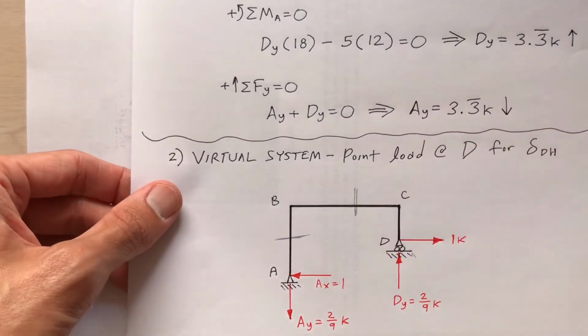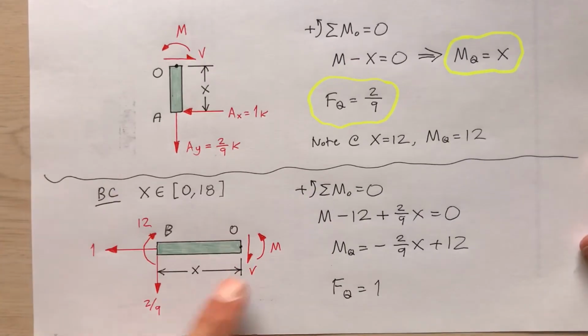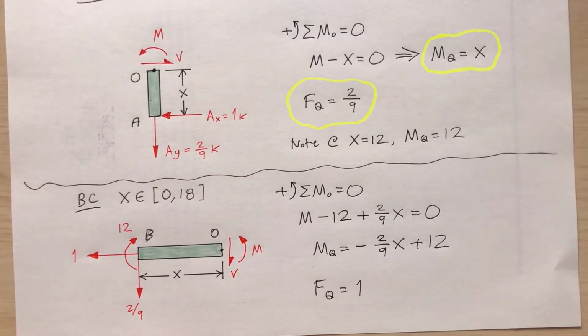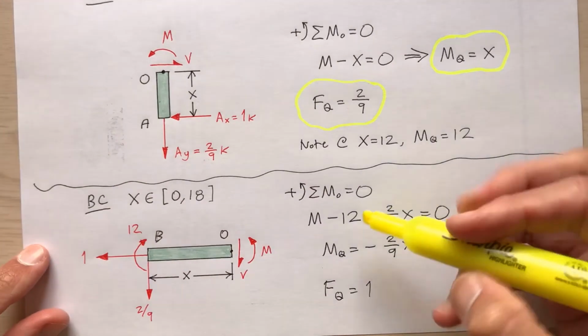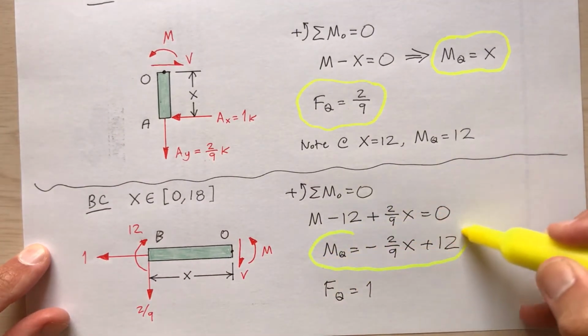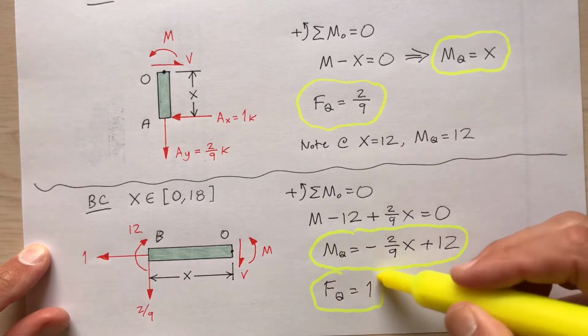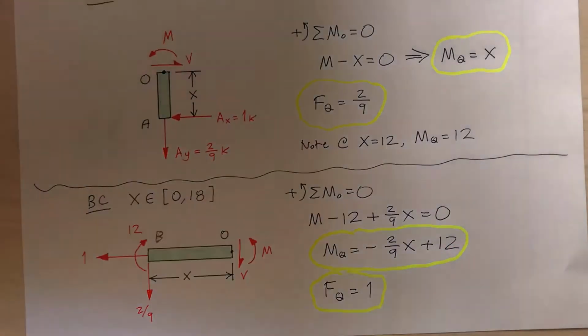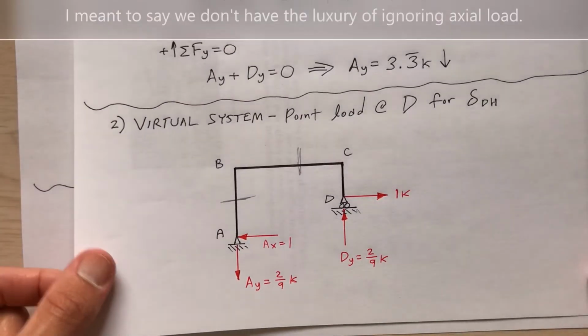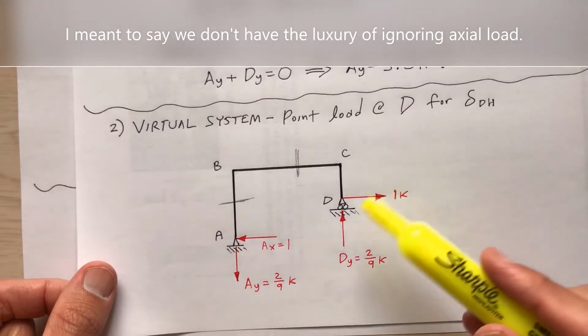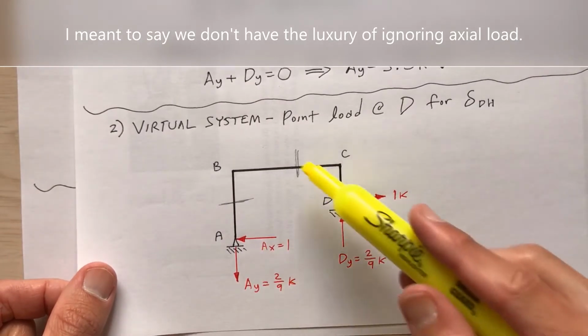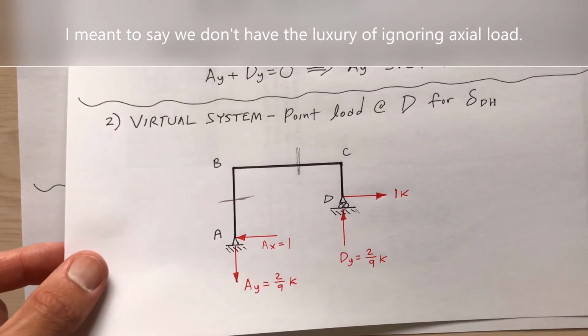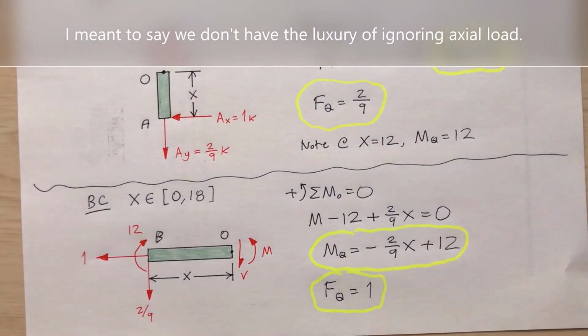Take a cut somewhere in here. That's what you're looking at. So I find that here's my M sub Q, axial load 1. Now remember, for the virtual system, we don't have the luxury of saying that this is moving to the right. So I've got a 1 kip here, 1 kip here. So there will actually be an axial load in BC, 1.